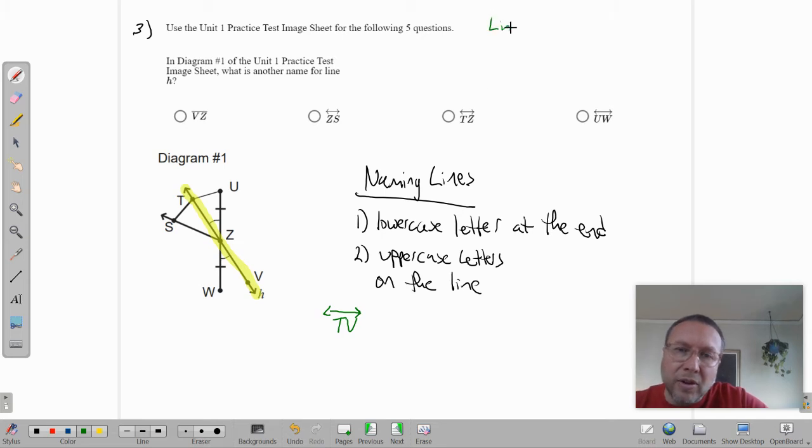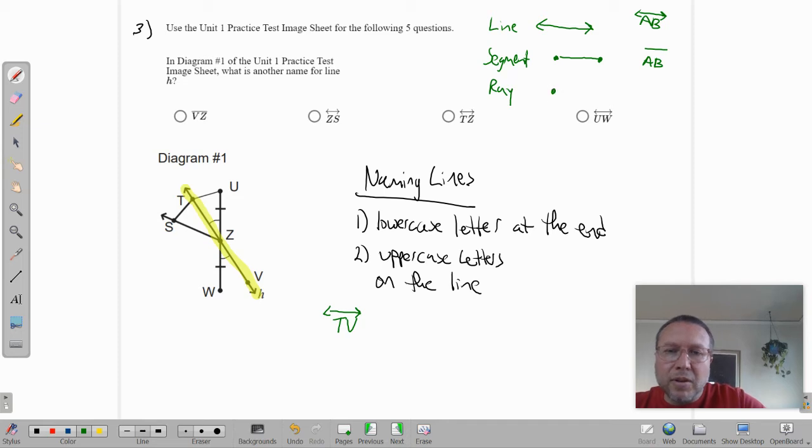If it is a line that goes on forever in both directions, then we use that symbol to represent that. If it has an endpoint, a beginning and an end, then we just use a bar. I'm just going to do AB, for instance, using any letters here. And then if it has an endpoint, but then it goes on forever the other way, then we use the endpoint and then an arrow. So the TV has arrows on either end. So TV's a line. They also tell us that because it says line in the problem.